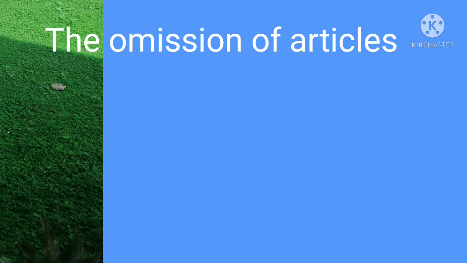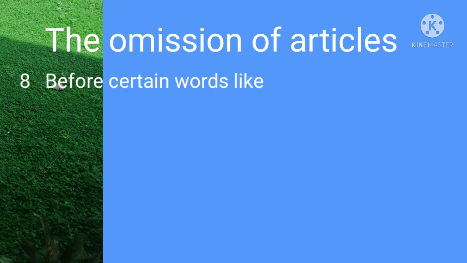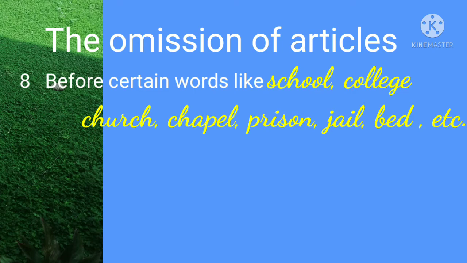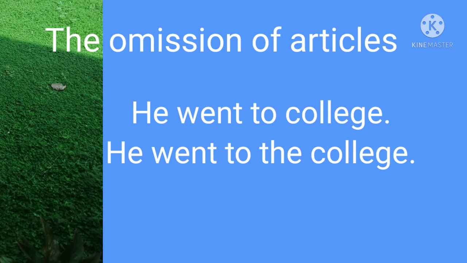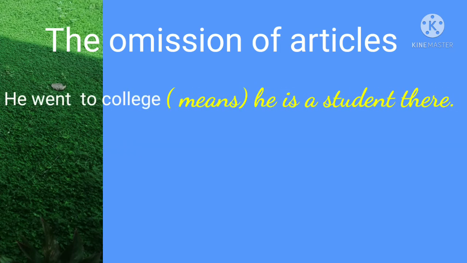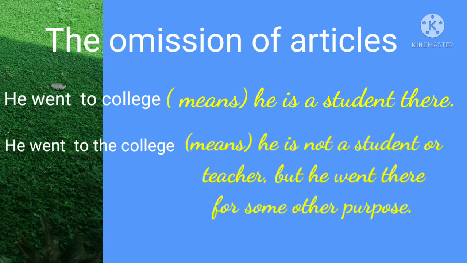Next point, before certain words like school, college, church, chapel, prison, jail, etc. Before all these words, we usually do not use any article if we are referring to the primary purpose of such institutions. For example, he went to college. He went to the college. What's the difference? He went to college means he is a student there. He went to the college means he is not a student or teacher, but he went there for some other purpose.